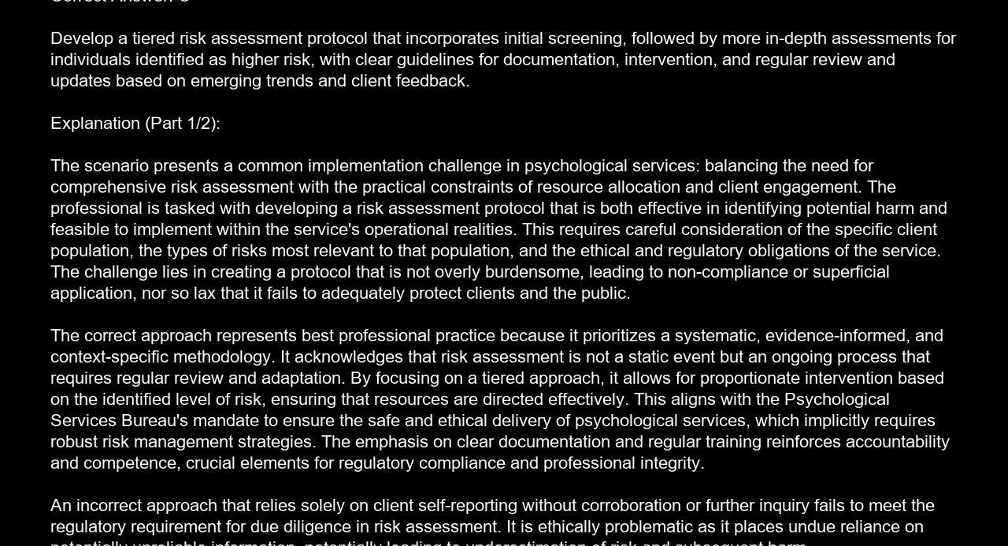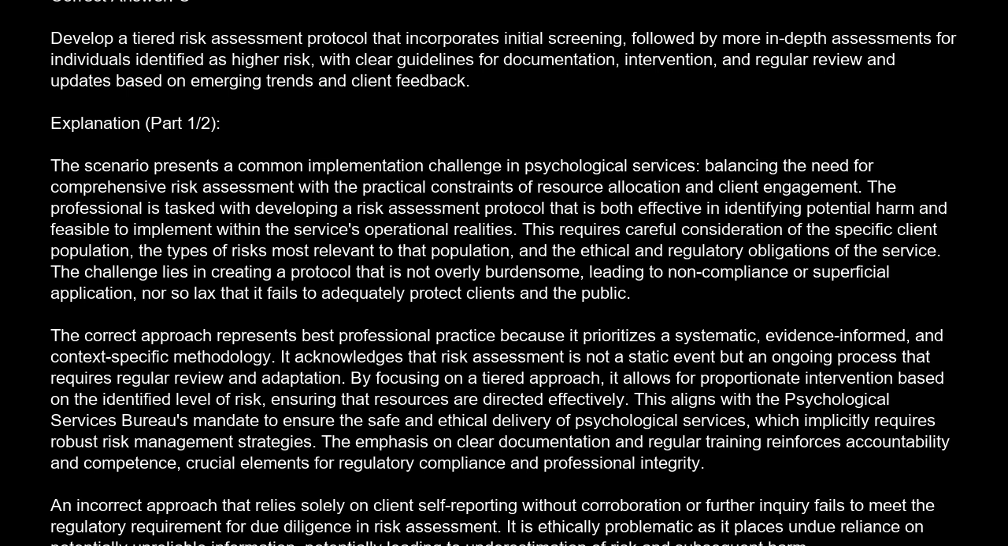This requires careful consideration of the specific client population, the types of risks most relevant to that population, and the ethical and regulatory obligations of the service. The challenge lies in creating a protocol that is not overly burdensome, leading to non-compliance or superficial application, nor so lax that it fails to adequately protect clients and the public.